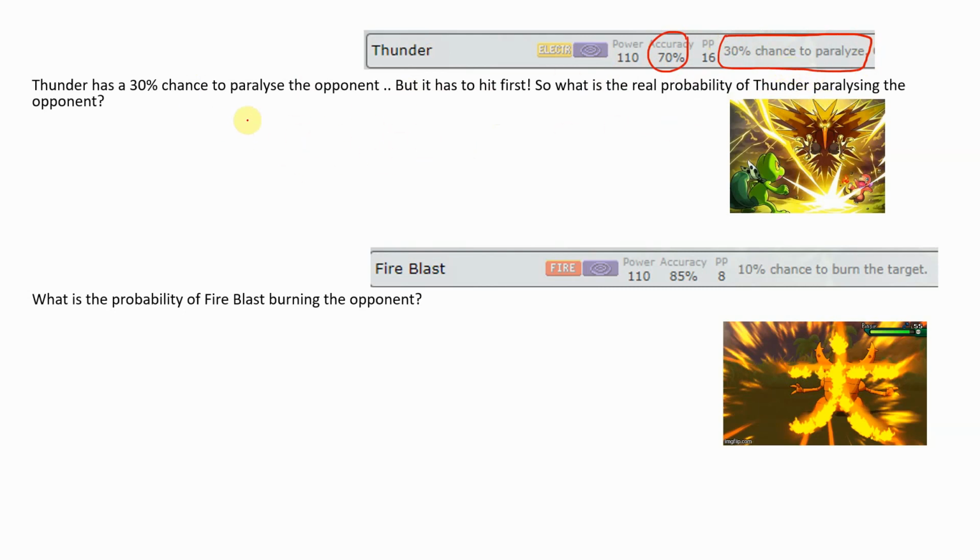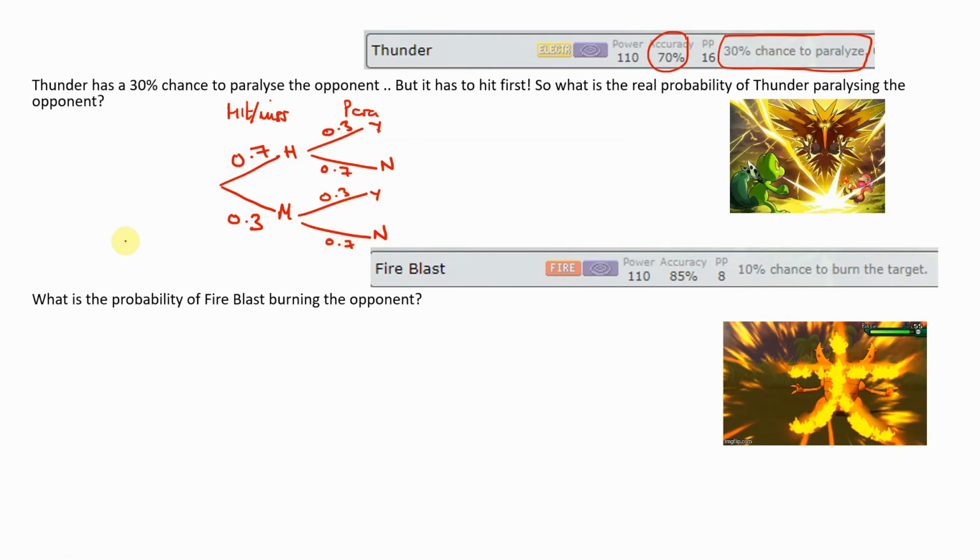We can set up a tree diagram for this, so we can ask the question, well, has it hit or miss? And then, has it paralyzed? So we can set up a tree diagram with two events happening. And we're going to have hit, miss, yes for paralyze, no, yes, and no. The probability of it hitting is 70%, so that's 0.7. So the probability of it missing must be 0.3. Chance of a paralysis is 0.3, so for it not to paralyze must be 0.7, and same for the bottom branch.